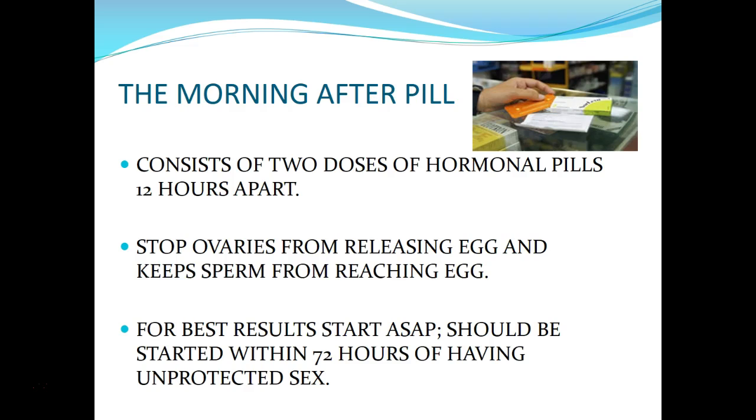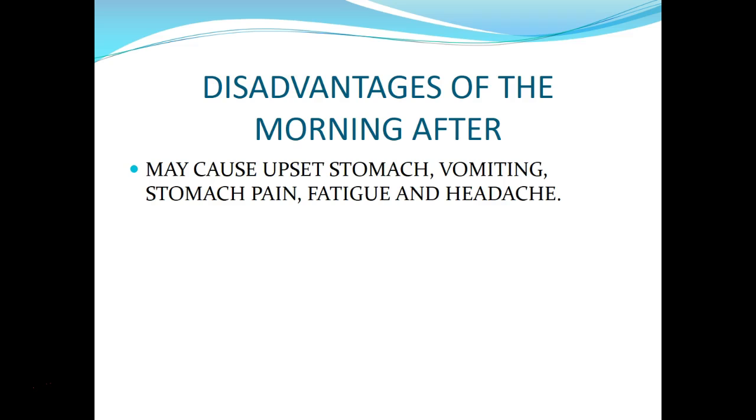It consists of 2 doses of hormonal pills, and you take those 12 hours apart. It stops the ovaries from releasing an egg, and it keeps the sperm from reaching the egg. For the best results, you have to start it as soon as possible. So within 72 hours of having unprotected sex, you have to get this and start it for it to be successful. The disadvantages are that it can cause upset stomach, vomiting, stomach pain, fatigue, and headache. And that's just due to the hormones included in it.